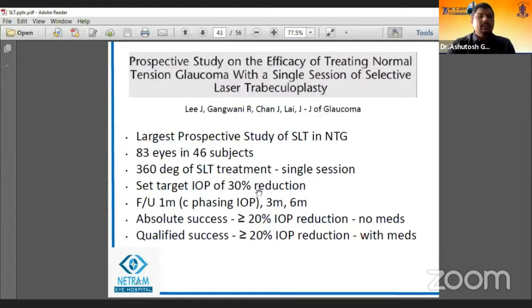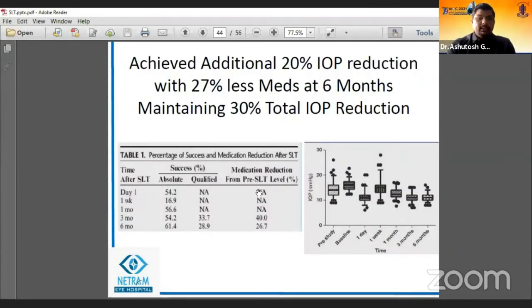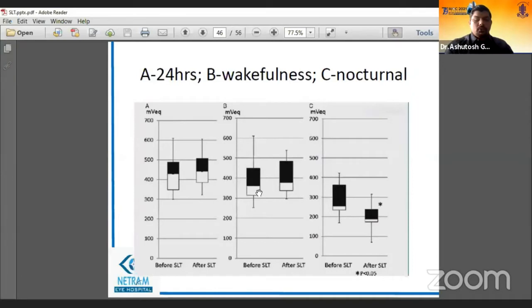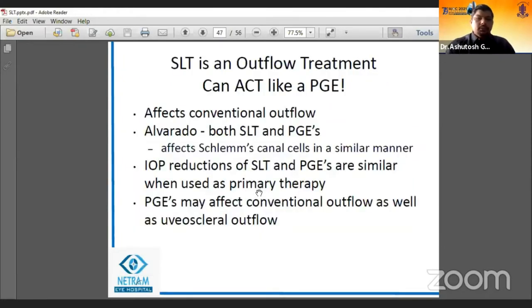One more study by Lee et al. compared SLT in NTG, and they observed that IOP fluctuations were lesser in patients who were treated with SLT compared to the medical arm. This is another study for SLT in NTG. They used a triggerfish contact lens. So overall, fluctuations were significantly less in the SLT arm.